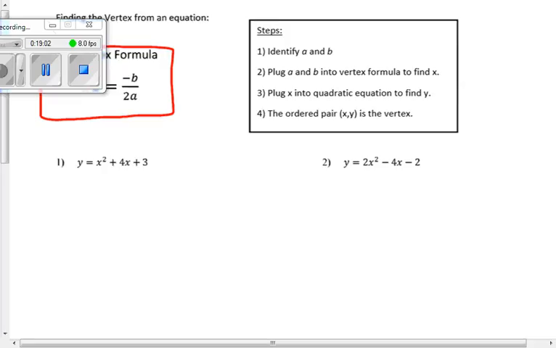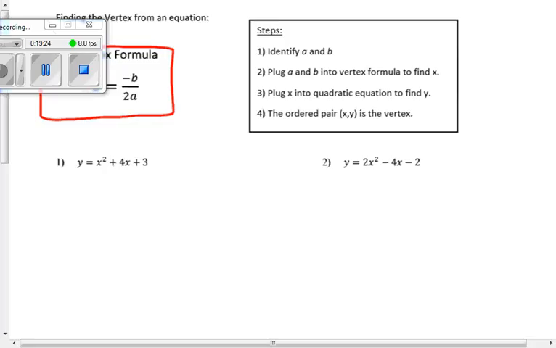Then you're going to divide by 2 times whatever a is. The denominator can be negative, that's fine, it might happen sometimes. So don't freak out if that happens. Go through and find a single number. Once you find that single number, that is your x value. We move on to step 3.